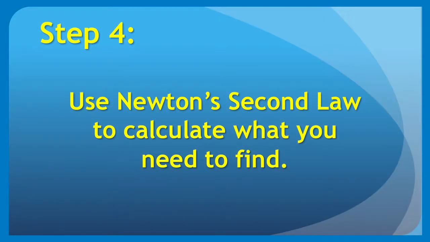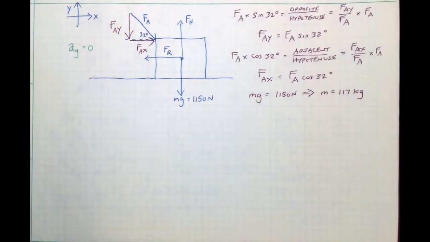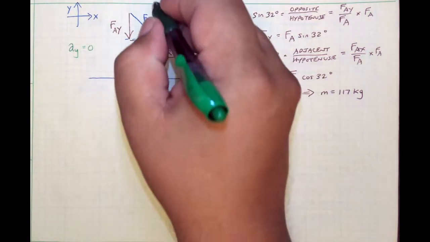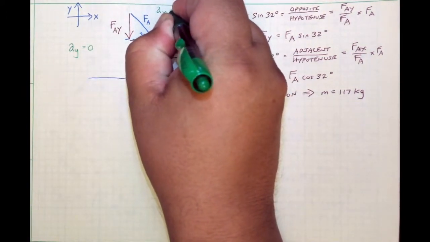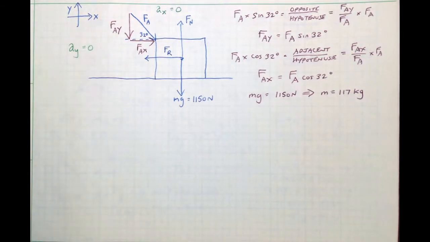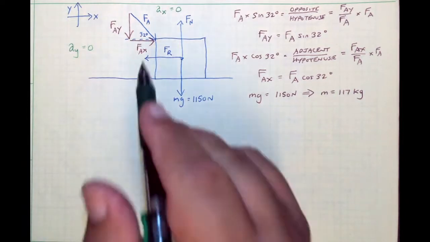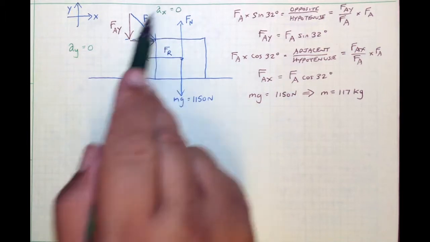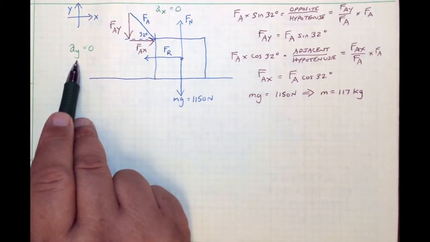Then, of course, step 4 is use Newton's second law to figure out what the question's asking you for. In this case, we are once again moving the crate at a constant velocity. So that means that our acceleration in the x direction is going to be 0. The crate is moving. It will be moving to the right, but it will not be changing its velocity. It will not be accelerating. So the x acceleration is 0, and the y acceleration is still 0 because the crate is not moving up or down. So here we have a situation of dynamic equilibrium.